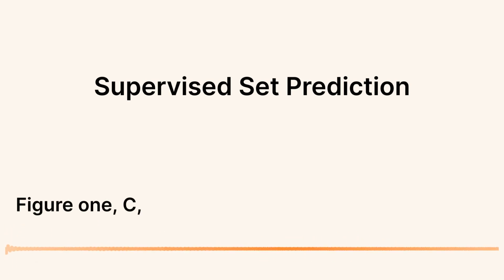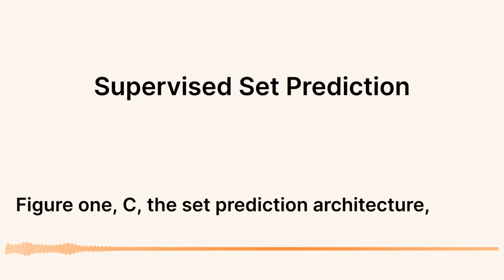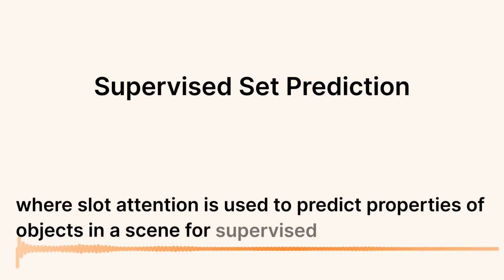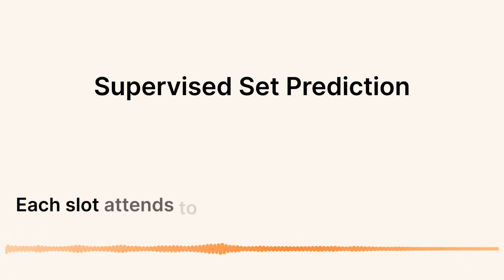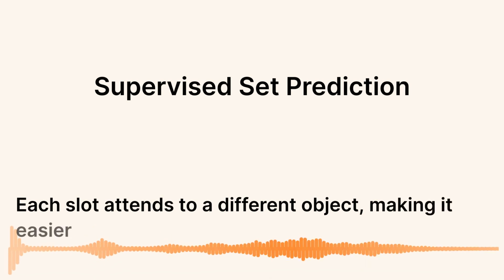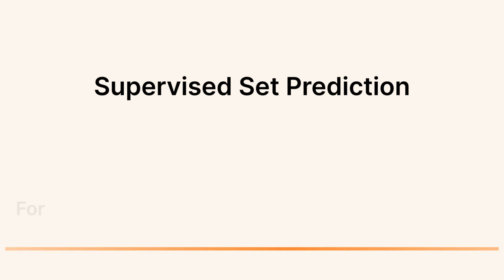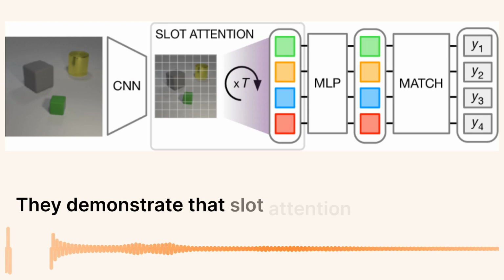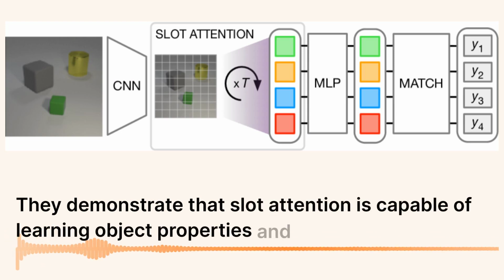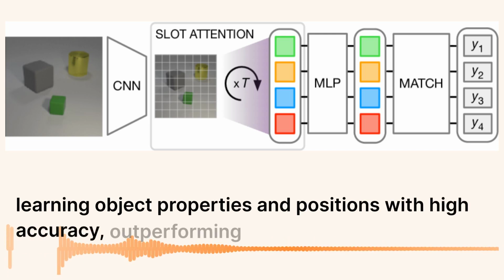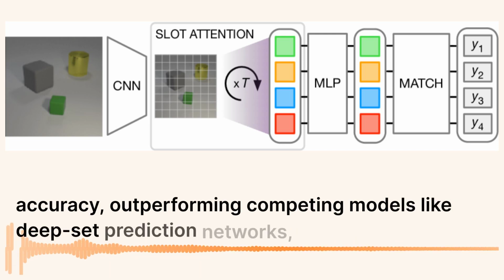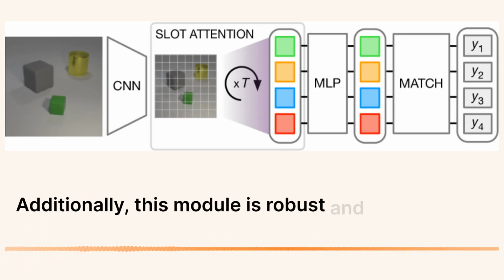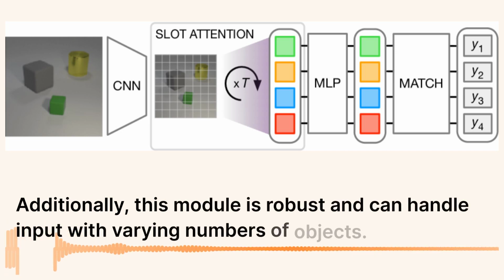Figure 1c illustrates the set prediction architecture, where slot attention is used to predict properties of objects in a scene for supervised tasks. Each slot attends to a different object, making it easier to classify objects separately. For this task, the authors use the CLEVR dataset. They demonstrate that slot attention is capable of learning object properties and positions with high accuracy, outperforming competing models like deep set prediction networks, DSPN. Additionally, this module is robust and can handle input with varying numbers of objects.